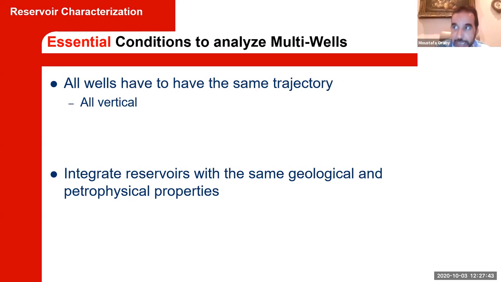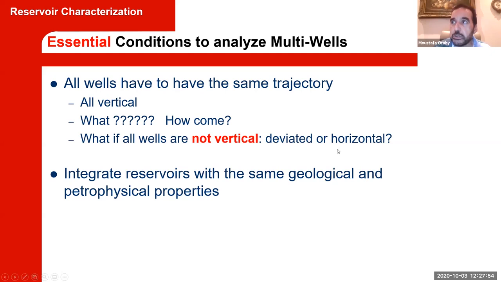Then, as I said, how come? That doesn't make sense? No, it does make sense. What if the wells are not vertical, but deviated or horizontal? That's what we will look at. Reality is you don't have all the wells vertical. Then we need to find out how we can look at all the wells vertically. So this is the first thing. Everything has to have the same trajectory, and we chose that everything has to be vertical.